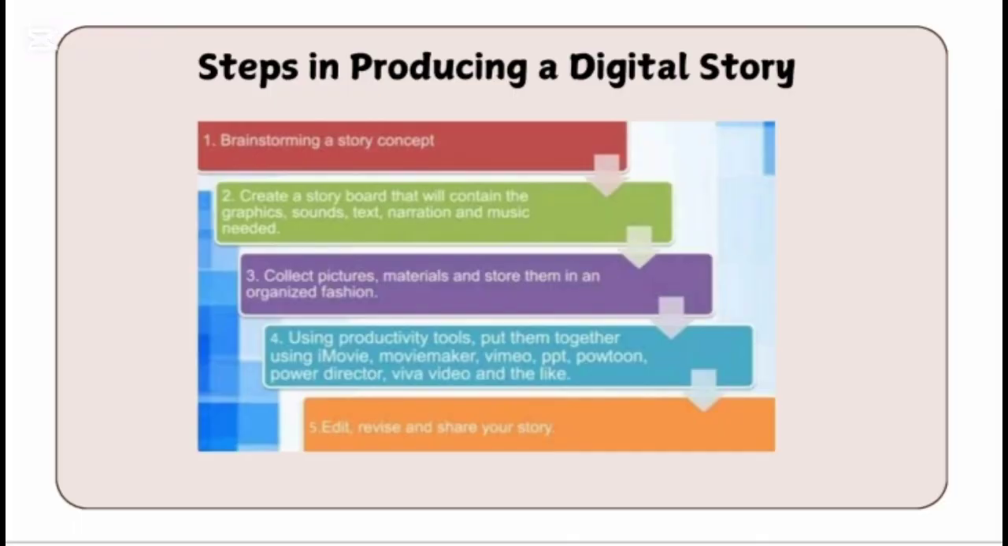Steps in producing a digital story. Brainstorm a story concept. Create a storyboard that will contain the graphics, sound, text, narration, and music. Collect pictures and materials, and store them in an organized fashion. Using productivity tools, put them together using iMovie, Movie Maker, Vimeo, PPT, PowerDirector, VivaVideo, and the like. Edit, revise, and share your story.